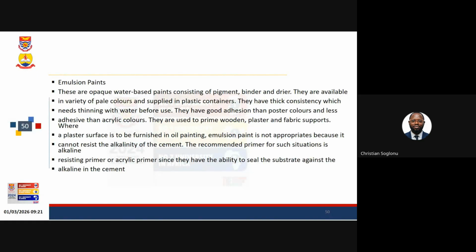So emulsion paint, we are saying that it is more opaque than the watercolor, and adheres less as compared to acrylic paint. So acrylic paint adheres more on the surface than emulsion paint. That is why when you go to the market to buy emulsion paint, you realize that emulsion paints are less expensive as compared to acrylic paint, because acrylic paint would adhere more on the walls as compared to emulsion paint.